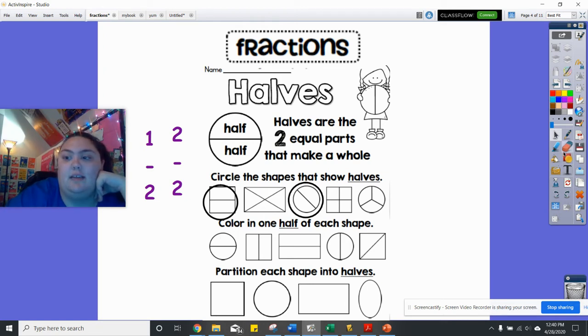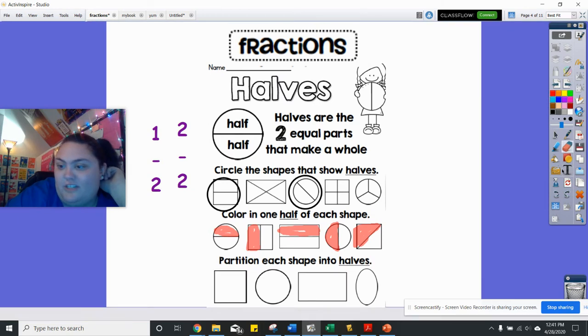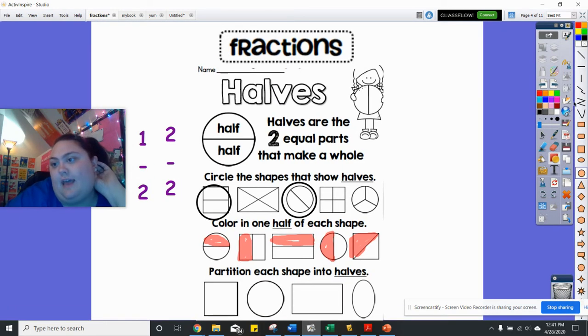So now we look at the next one. It says color in half of each shape. So 1/2, one section. So we're going to color in one section. Please forgive my coloring. It is very difficult to color with a mouse. One section, and one section.